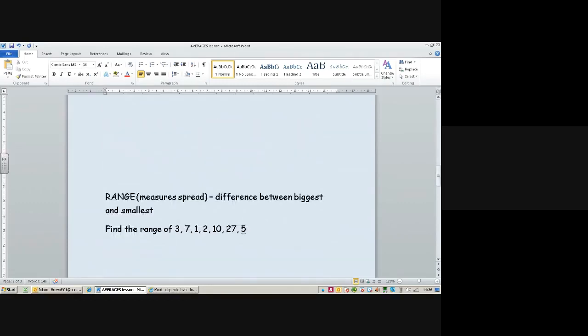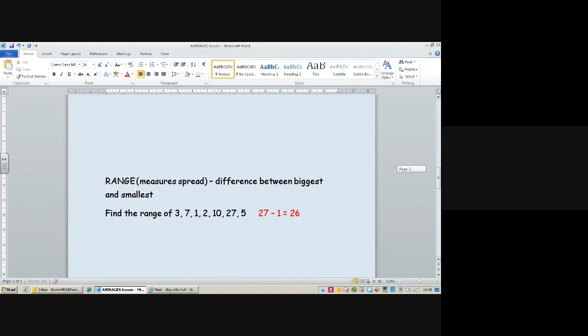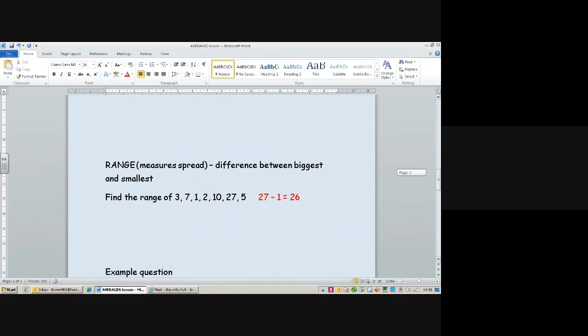The last thing I'm going to show you is something called a range. The range isn't an average, it's a measure of how spread out numbers are. And it's just the difference between the biggest and the smallest number. So if we look at this list, the biggest is 27, the smallest is 1. So all we would do is 27 take away 1, so your range is 26. Okay, I hope that made sense, I hope that was quite straightforward.